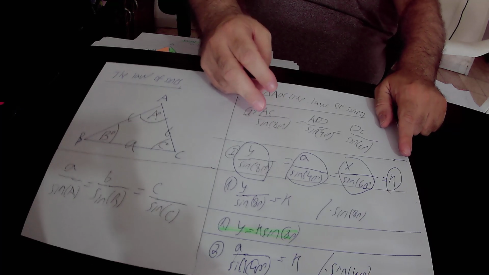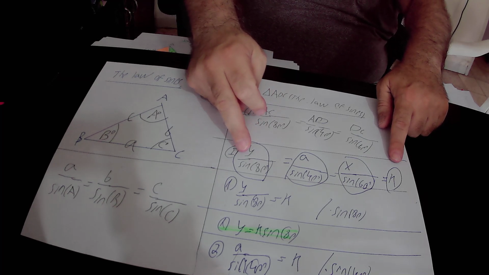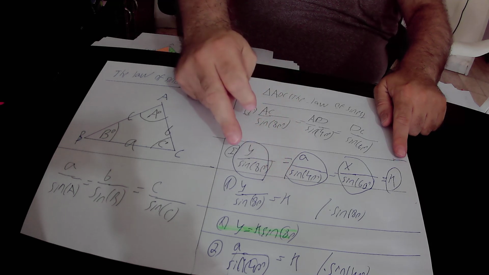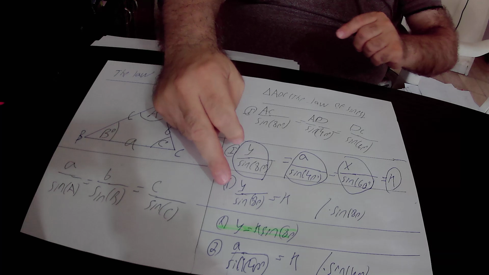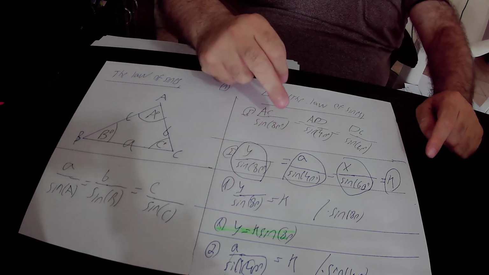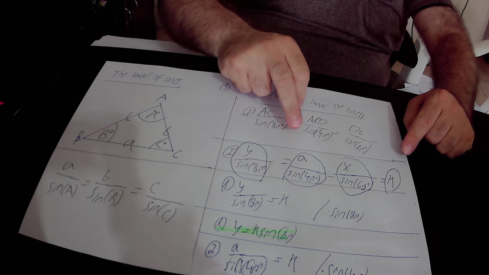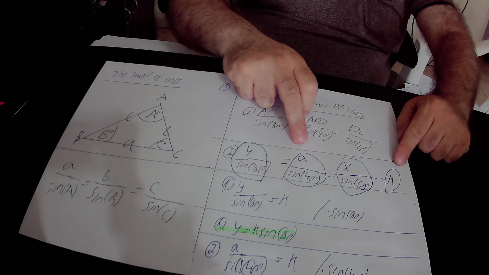Then we derived the first equation. Those two expressions are equal to each other, that is to say Y over sine 80 degrees equals K. We multiplied this equation number 1 by sine 80 degrees and found out that Y equals K times sine 80 degrees. We can also derive the second equation from this long equation, that a over sine 40 degrees also equals K.